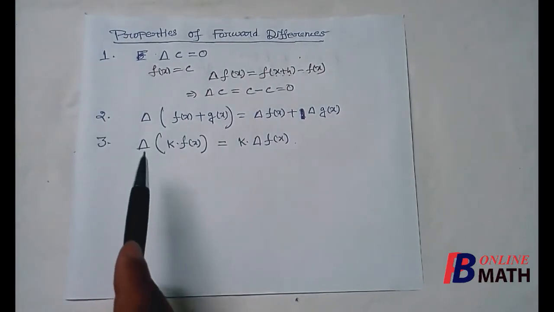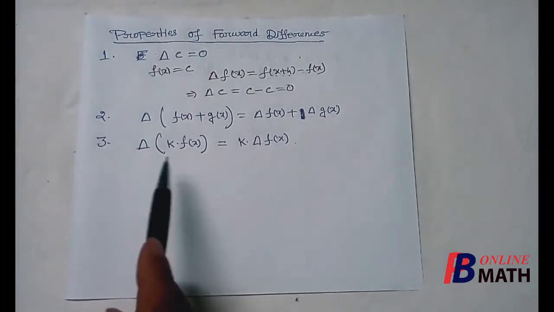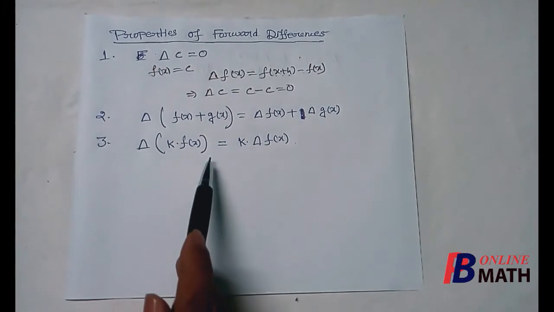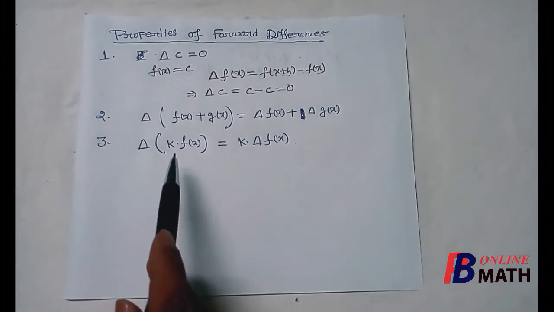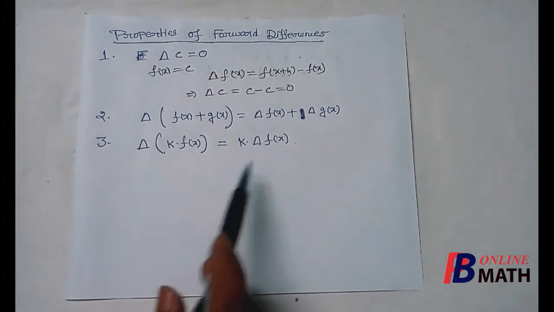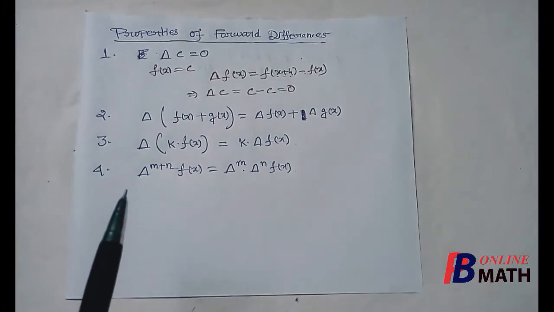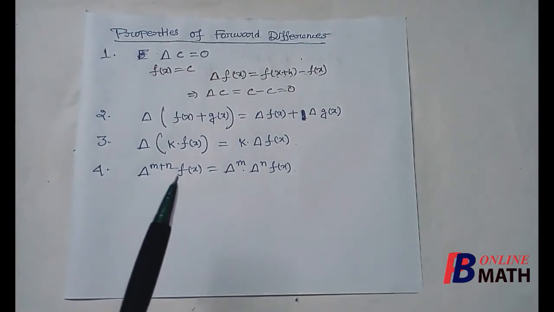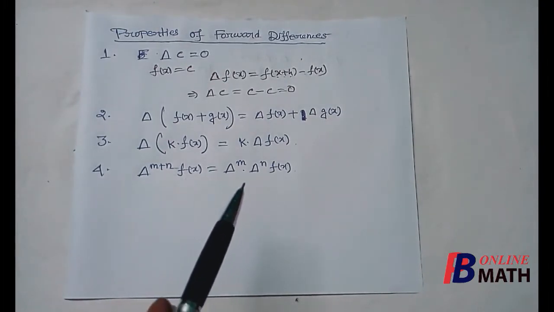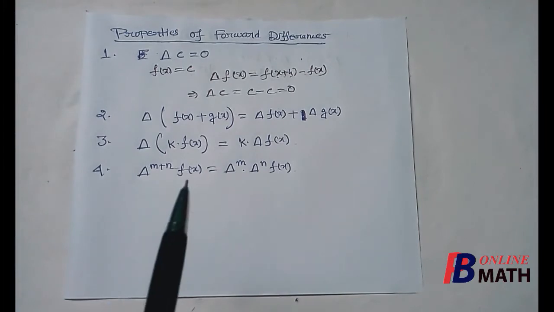Next property is delta of k into f(x) equal to k into delta of f(x). That means if we apply this operator on k into f(x), then we can take this constant k outside the delta. So it is k into delta of f(x). Next property is delta to the power m plus n of f(x) equal to delta to the power m into delta to the power n of f(x).